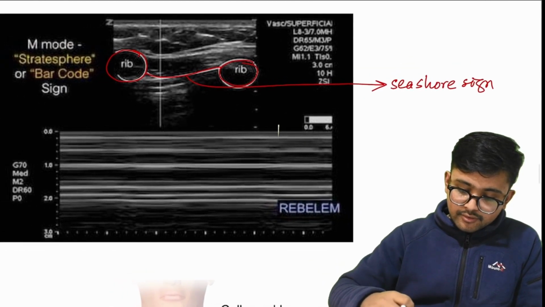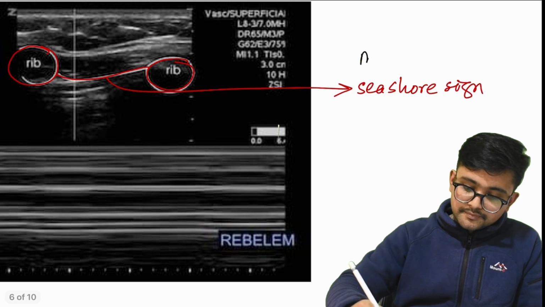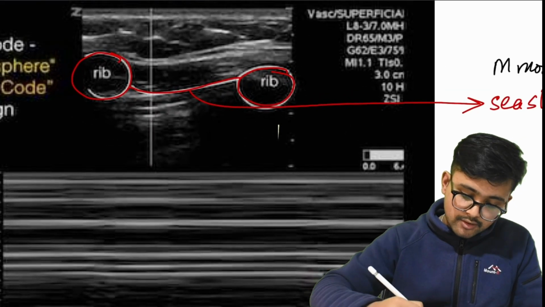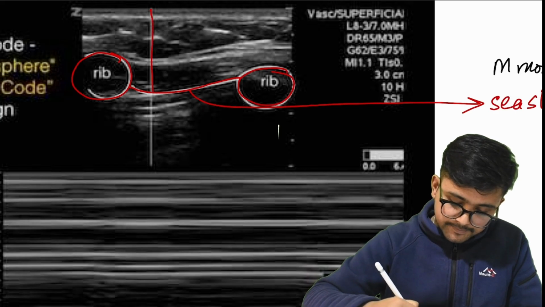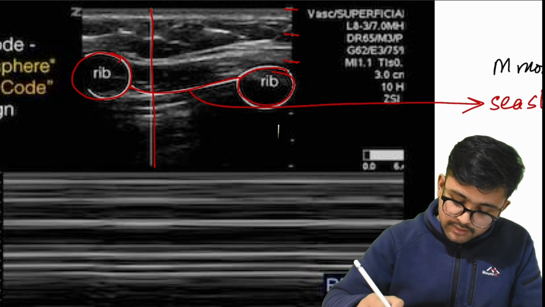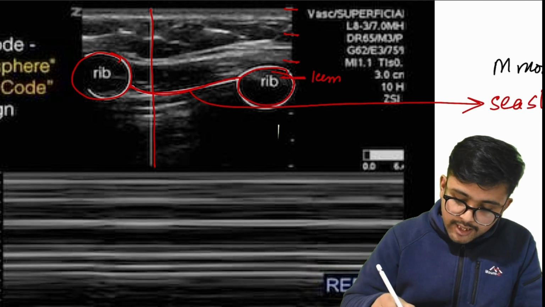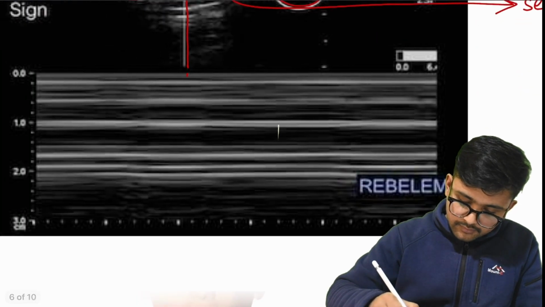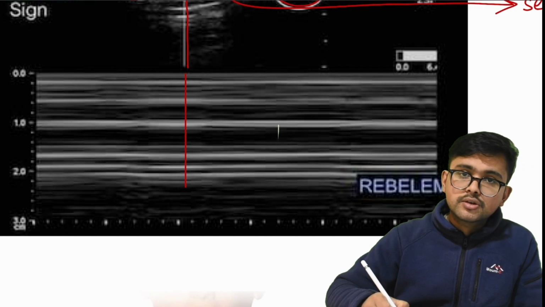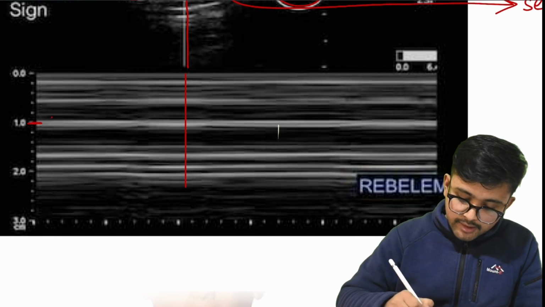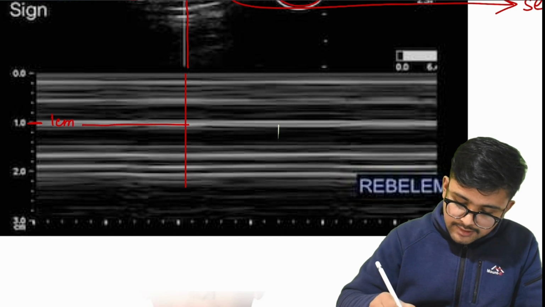How do you see this? This is done in M mode. When you put the ultrasound probe in M mode, the ultrasound machine gives you a line, and there are markers of depth. So if, let's say, this is 1 centimeter depth, we can see the pleural shadow, and this is reflected on the motion mode graph that comes when you select the M mode. So in 1 centimeter depth, you can see that the pleura is not sliding.